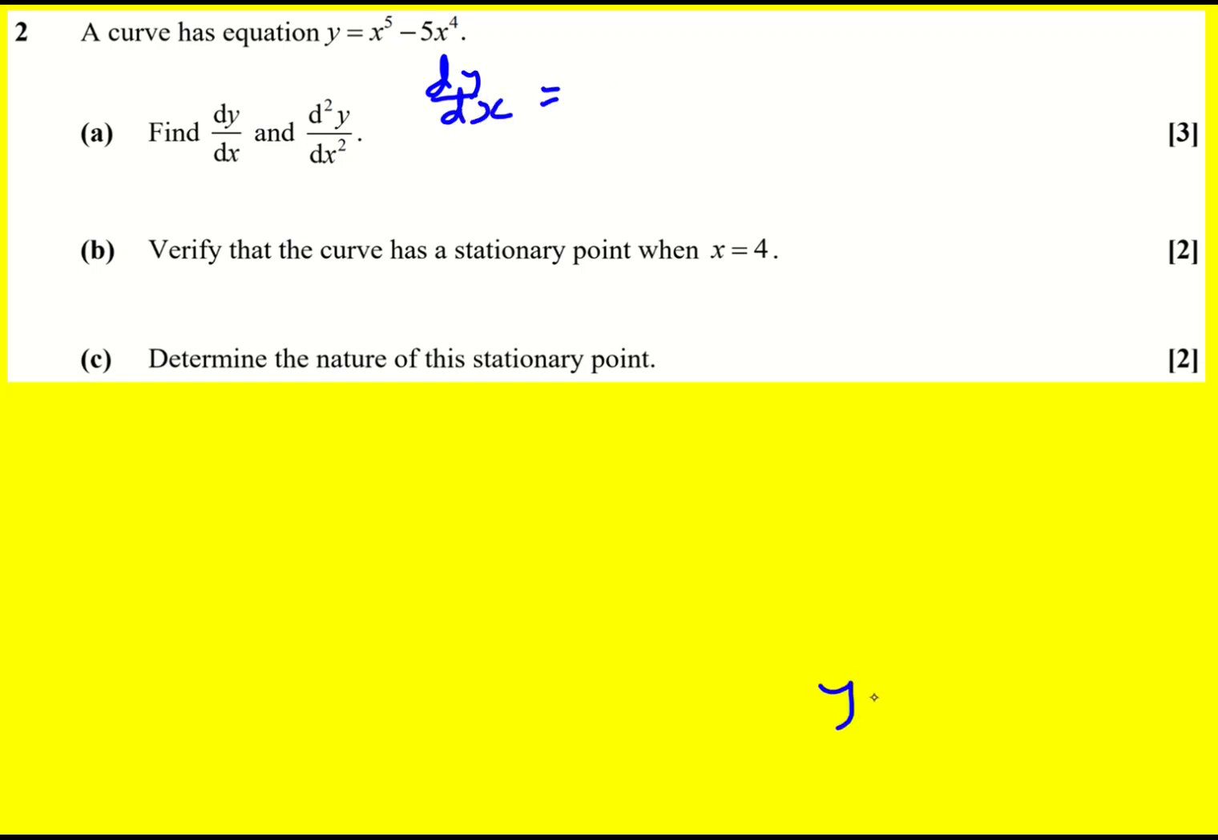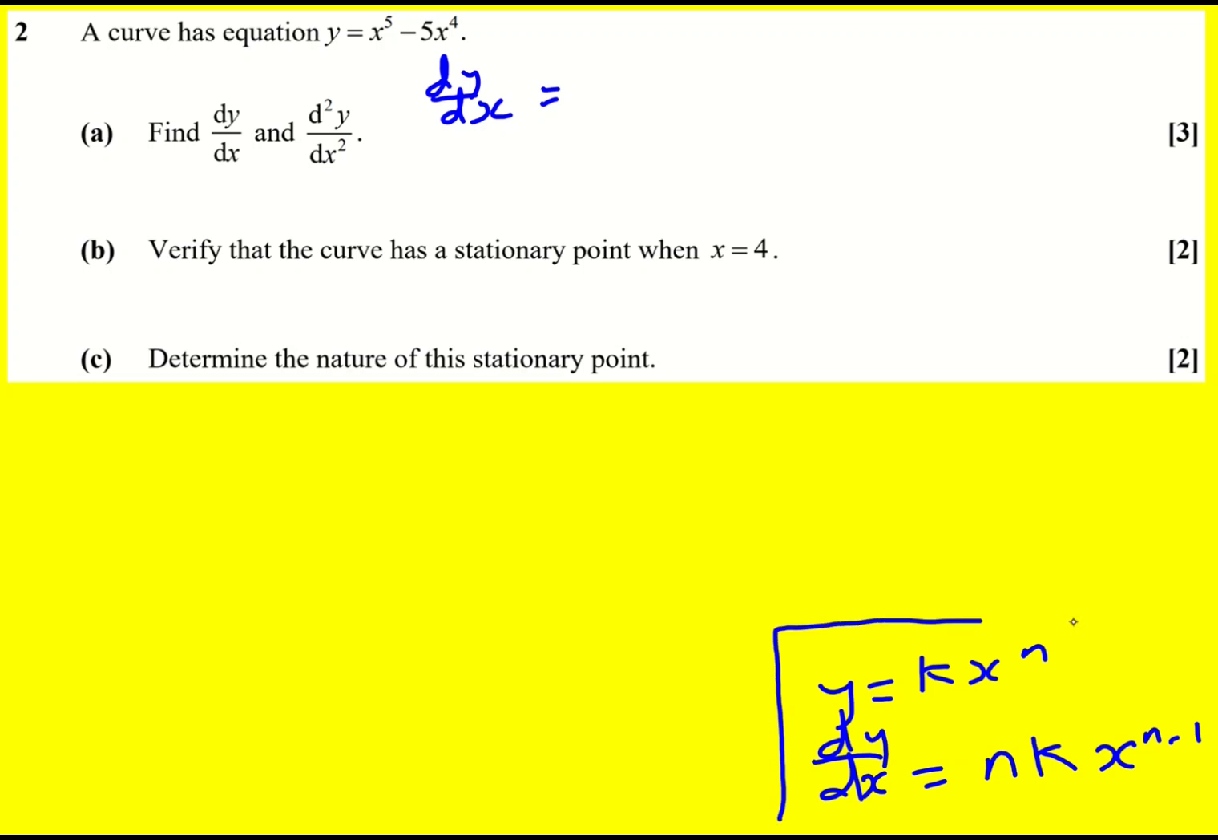So remember, we've got our rule. If y is equal to k x to the n, then dy by dx, we bring the power down and reduce the power, just leave the k in there, is nk x to the n minus 1. Not going to prove this, but you can do it using first principles.